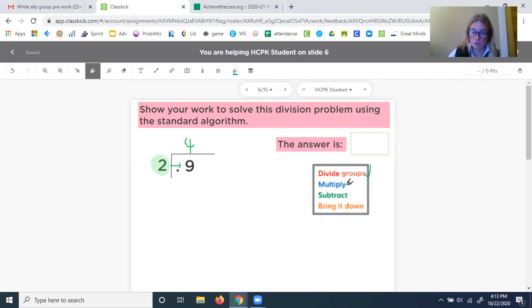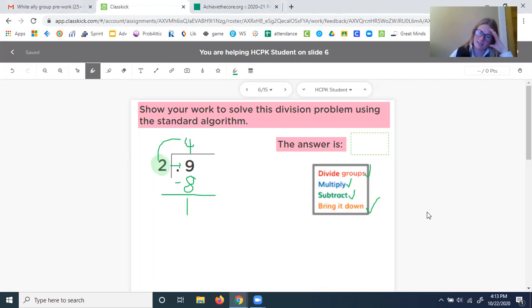Now my job is to multiply. I go down to multiply. Well, 4 times 2 is 8. I'm going to put that down right here. All right, I just multiplied, I go down my list, divide, multiply, and subtract. Okay, I'm going to subtract. I'm going to put my check marks to make sure that I know where I'm at. 9 minus 8 is 1. Okay, bring it on down and bring it on back.